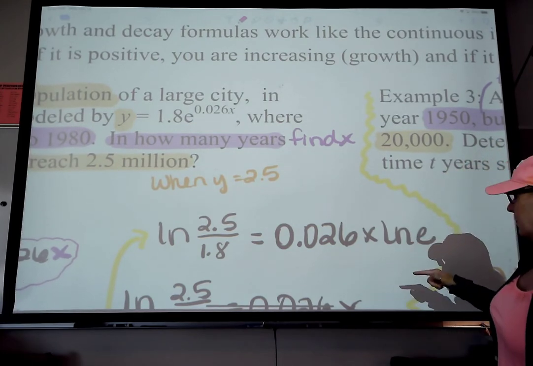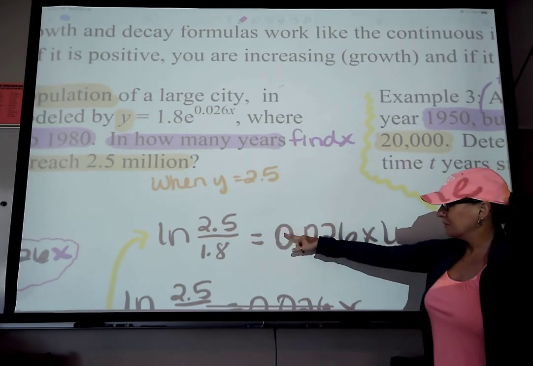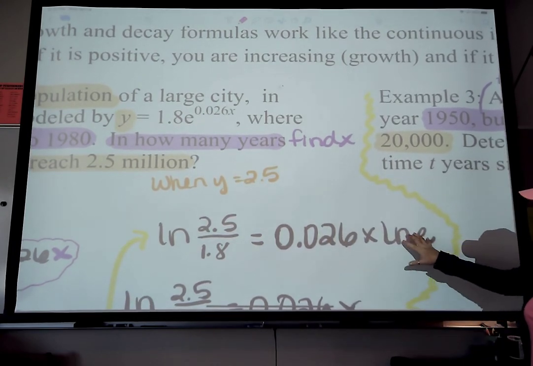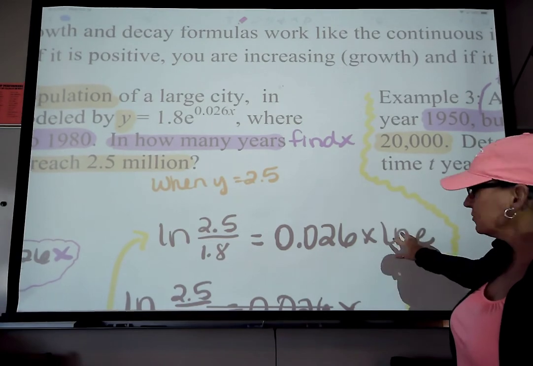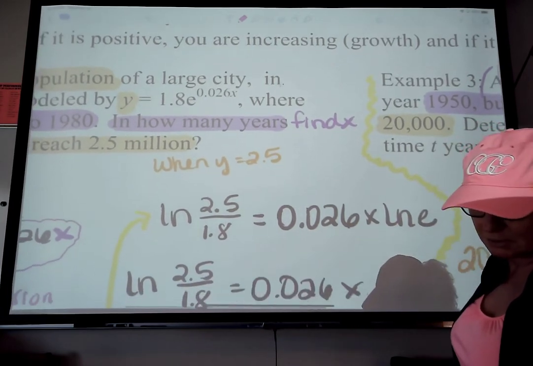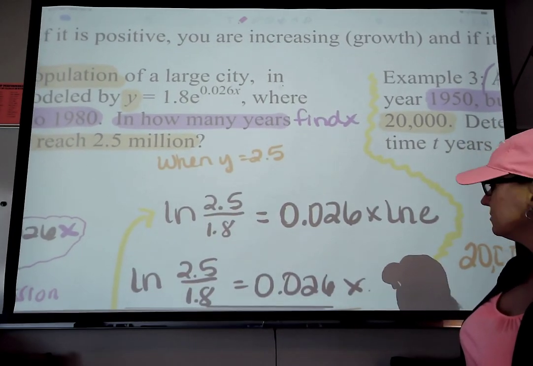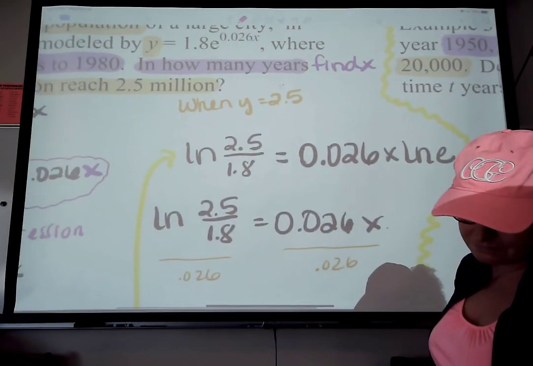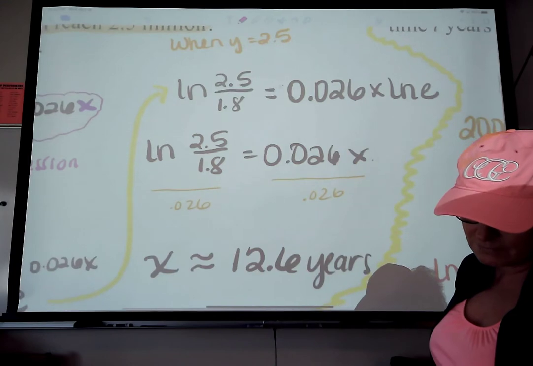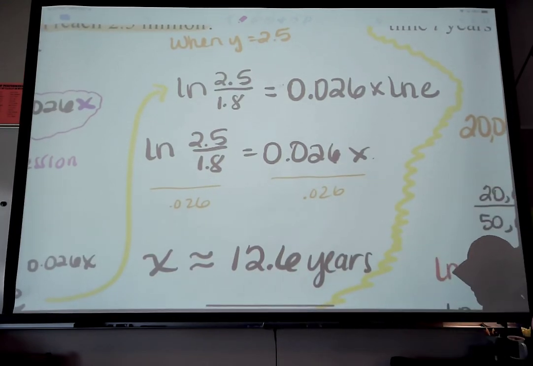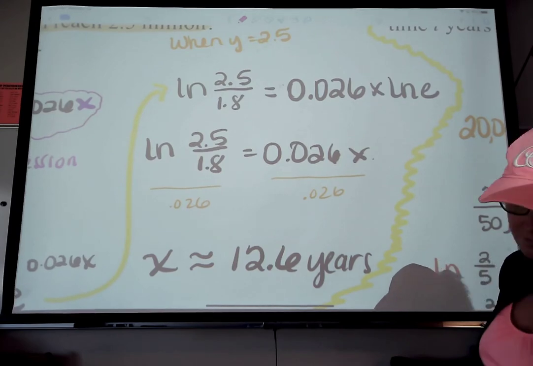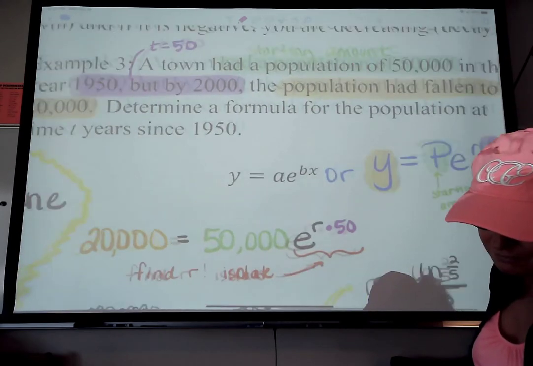I natural logged both sides. I brought my exponent down in front. See, this used to be my exponent. And don't forget, natural log of e is just 1, so that leaves me with simply 0.026x. And then I'm going to divide by this. And I get approximately 12.6 years. Moving on.